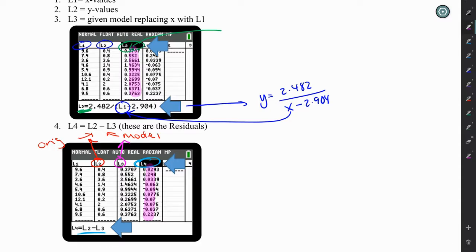So at this point, I would like you to pause the video and just do this calculation to make sure that your numbers match my numbers.